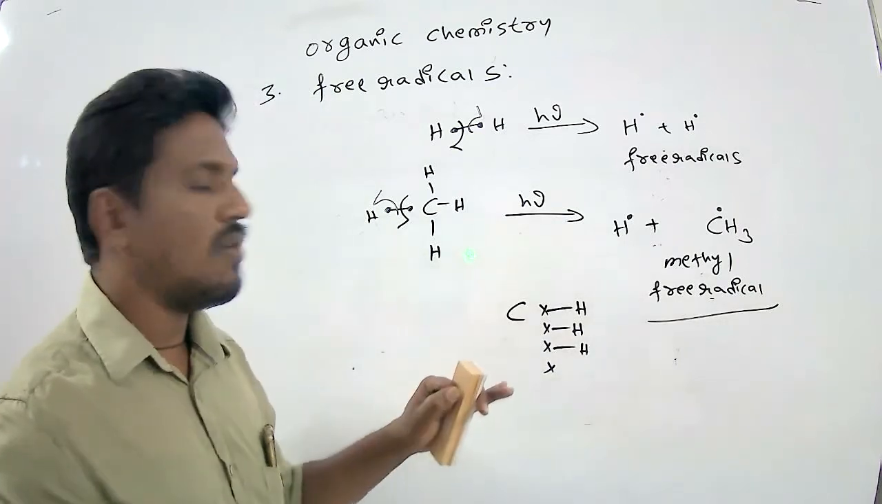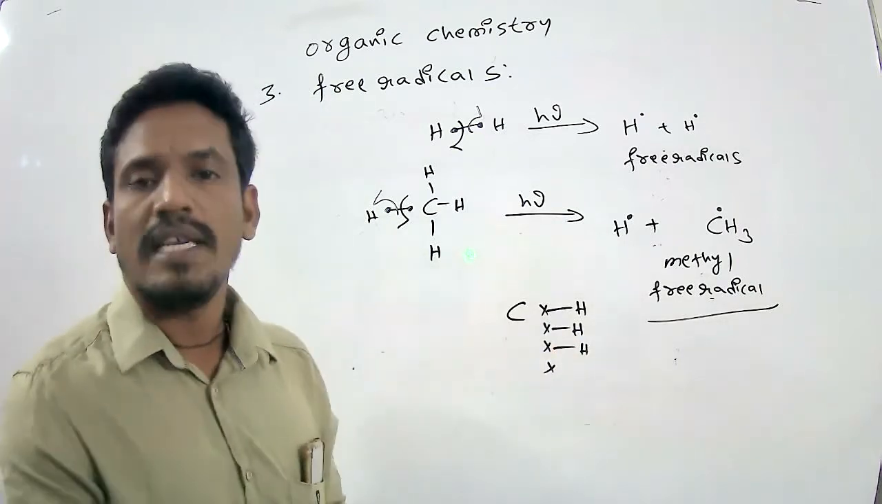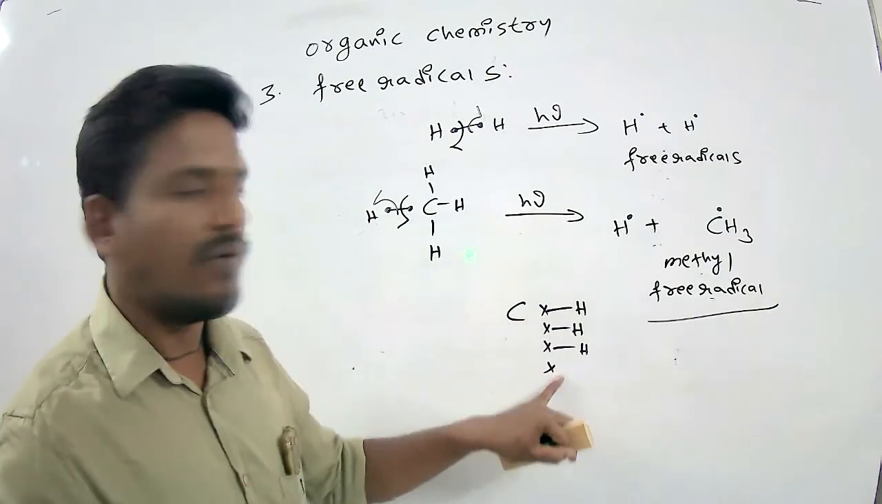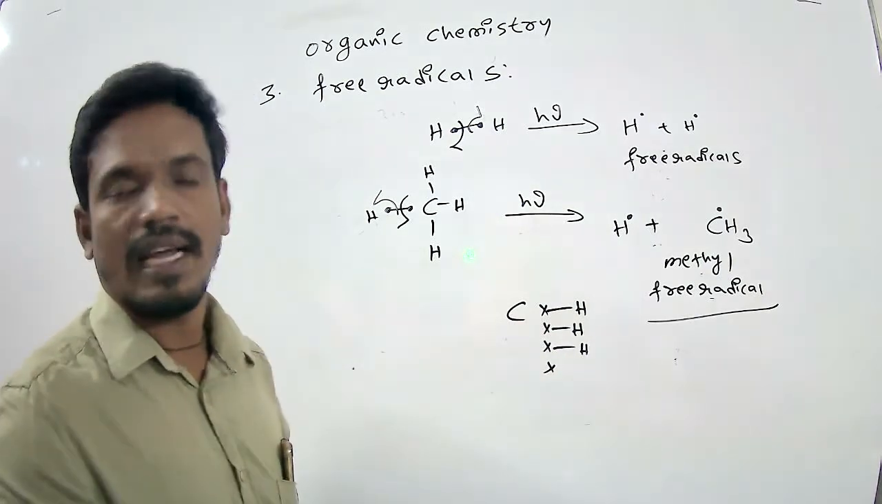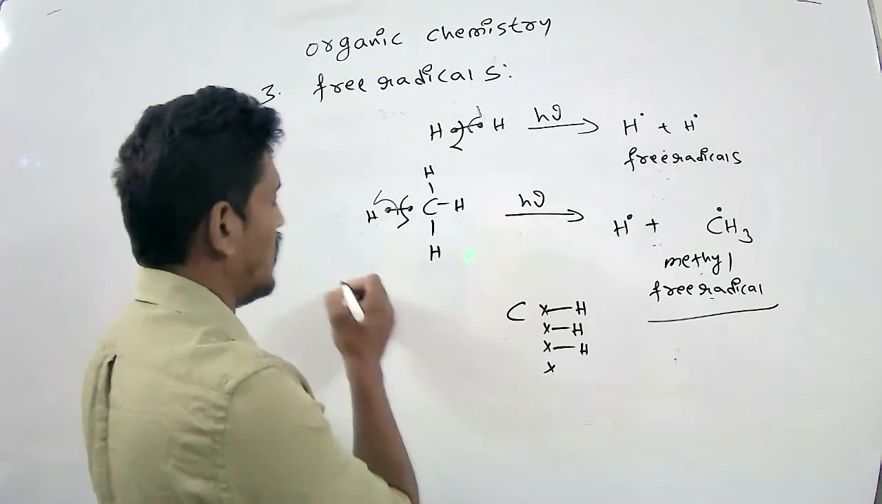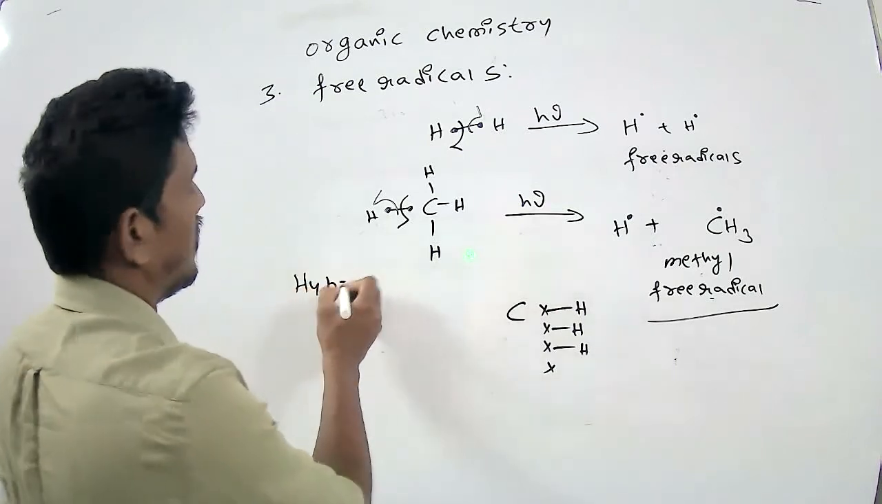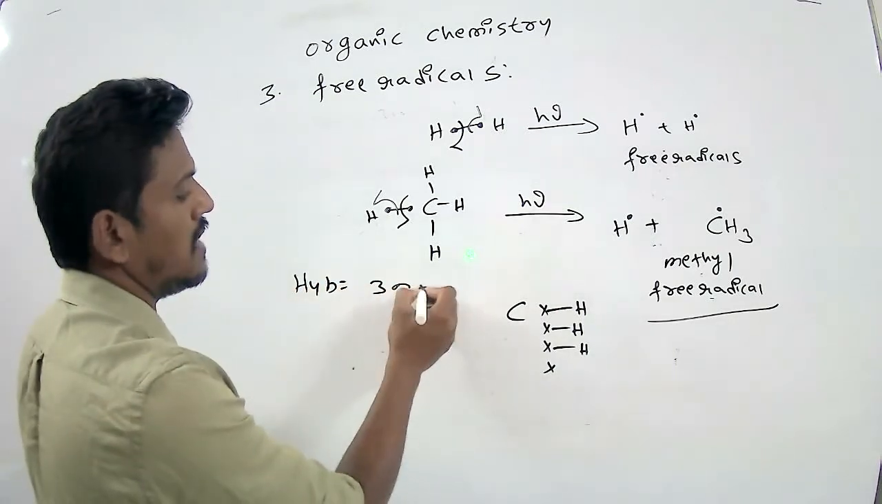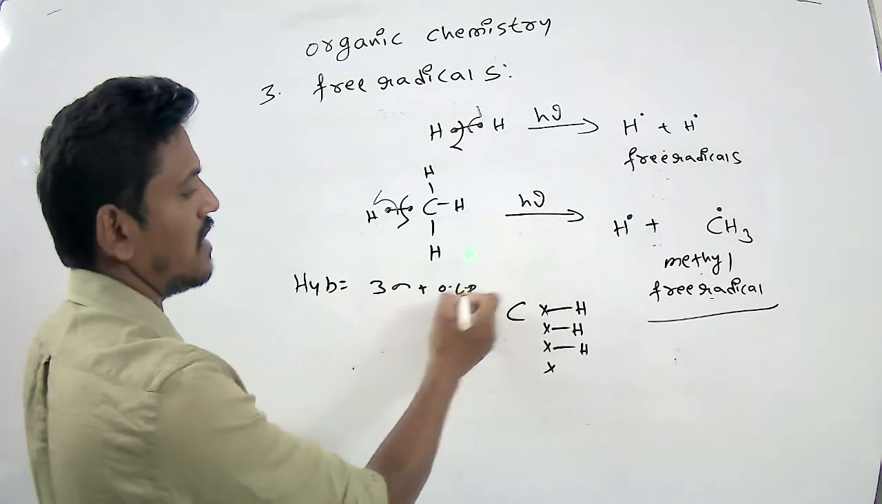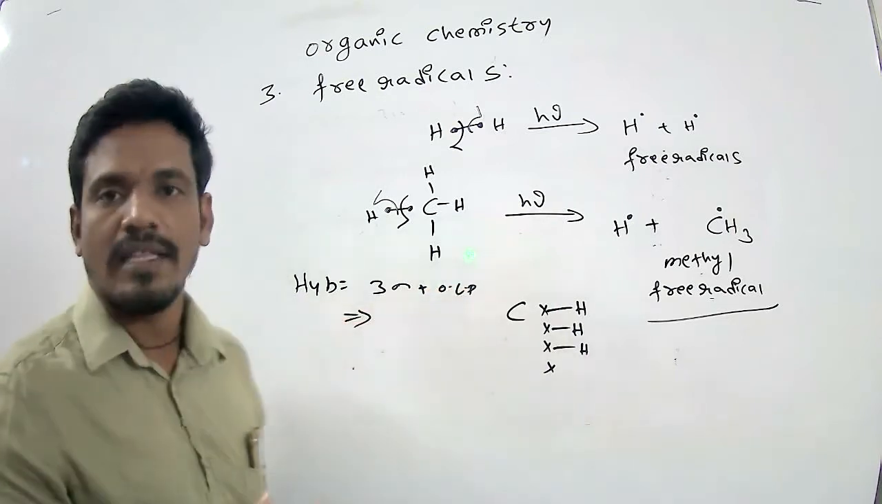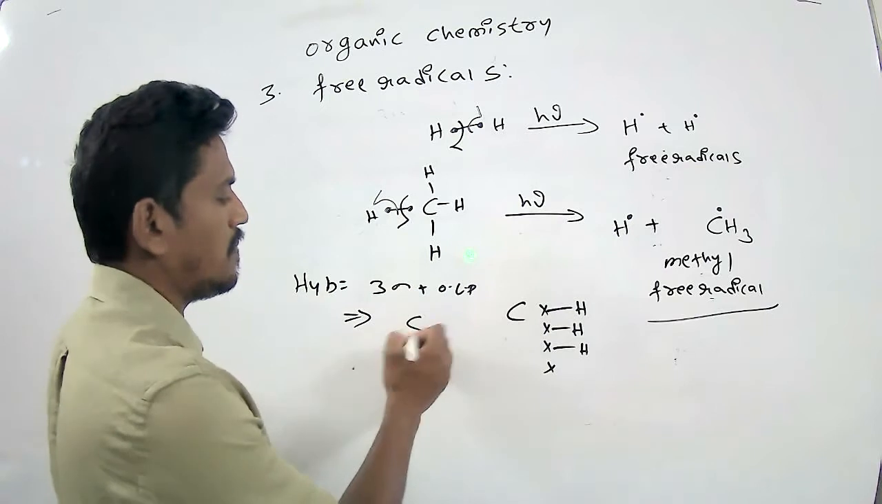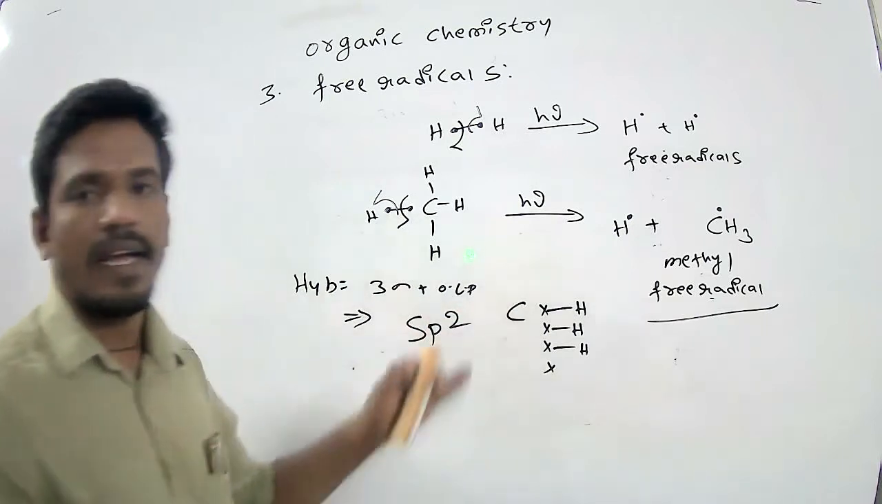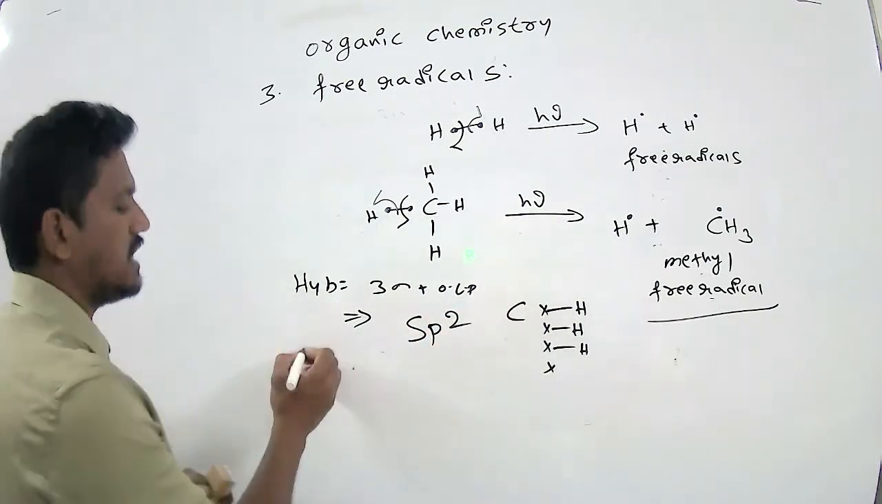In hybridization we count the number of sigma bonds plus lone pairs. But here there is no lone pair, only sigma bonds are there, and 1 odd electron. So hybridization equals 3 sigma bonds plus 0 lone pairs. If there are 3 sigma bonds, what will the hybridization be? sp2. So here the hybridization is sp2.